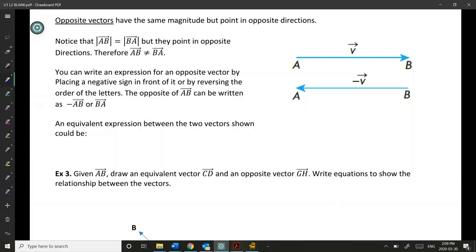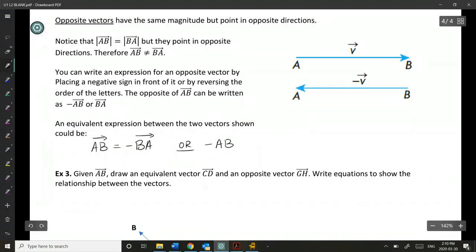So the opposite of vector AB can be written as negative AB, which is AB but in the reverse direction, or you can write it as BA. One thing that we might be able to say with these two vectors is that vector AB equals vector BA, but in the opposite direction. So we would put a negative in front of it. Or we can write it in the other way, which would be to say negative AB is equal or equivalent to BA. So we're just saying if you took AB and switched its direction, these two vectors would be equivalent.